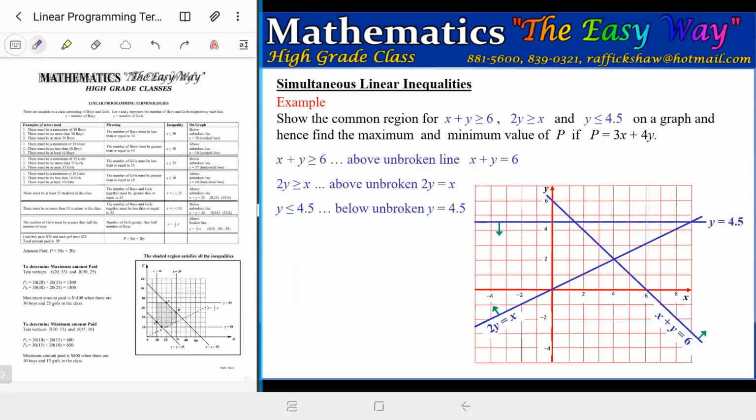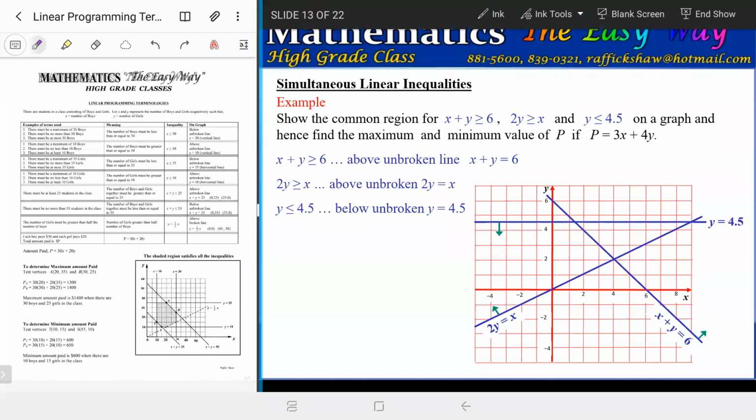Pass through 4.5, and that is what you see on the diagram below. Y equals 4.5. And then this one is below this line, and therefore we're not going to shade it. We're just going to put an arrow pointing down below this line. So we want the region below that line.